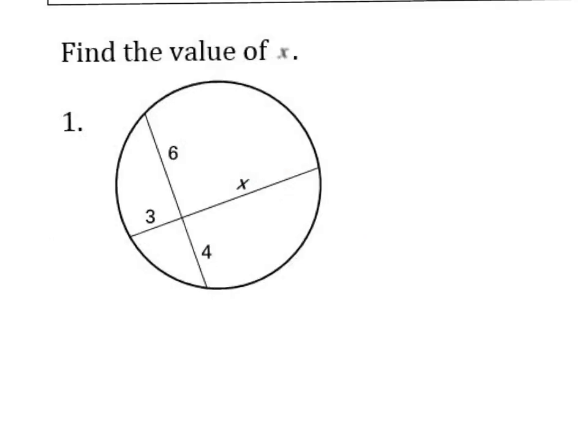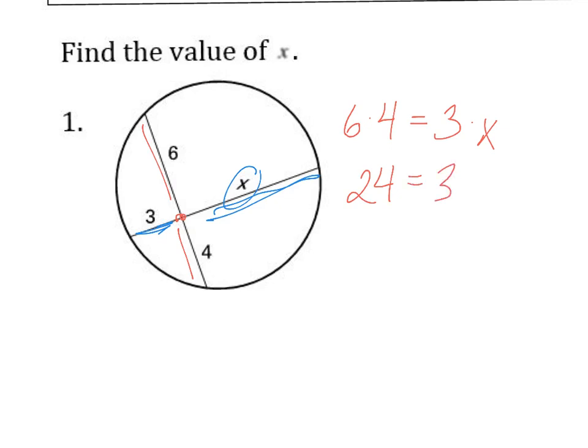So my chords intersect here. They're broken up into smaller pieces. We have 6 and 4. And then my other chord is broken up into 3 and x. Obviously I'm looking to solve for x. According to my theorem, I'm going to multiply the two pieces together: 6 times 4 and 3 times x. So I end up with 24 equals 3x. So obviously x is going to equal 8.